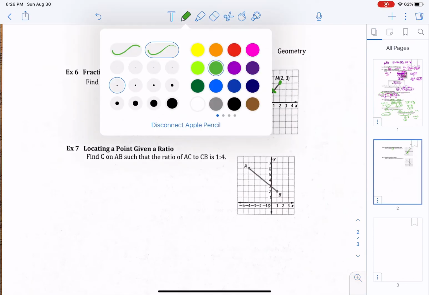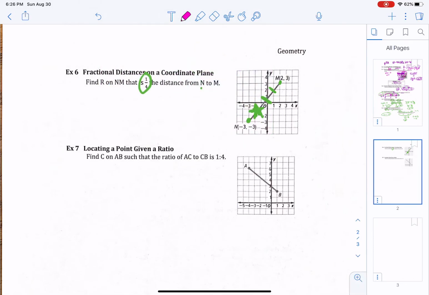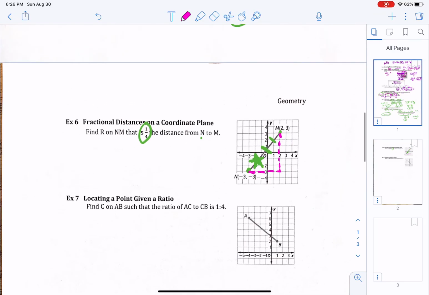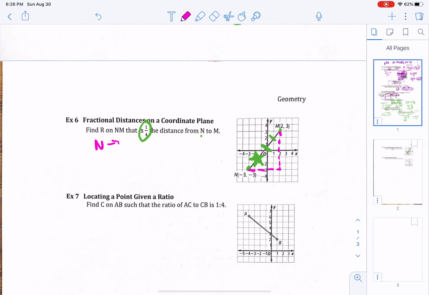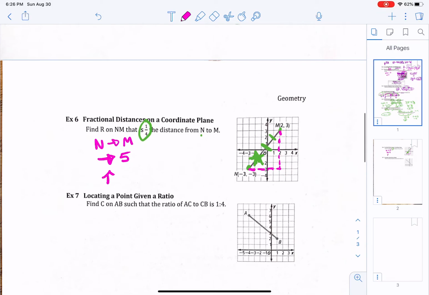Now, looking at this from N to M, let's figure out how many he's going to the right and how many he's going up. So from N to M, he's going to the right, let's see, 1, 2, 3, 4, 5 units. And he's going up from negative 3 to positive 3. That's 6 units. Okay, so he's going to the right 5 and up 6. Okay, and I want to go 1/4 of those distances.